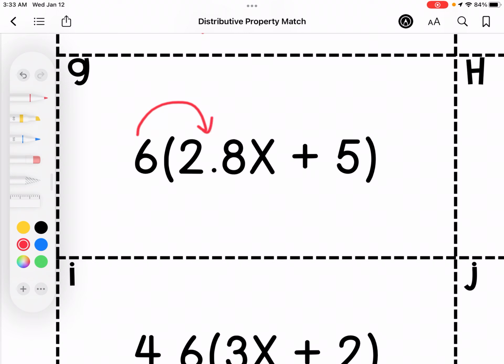6 times 2.8, I get 3.4. That can't be right. There we go. And then 6 times 5 is 30.